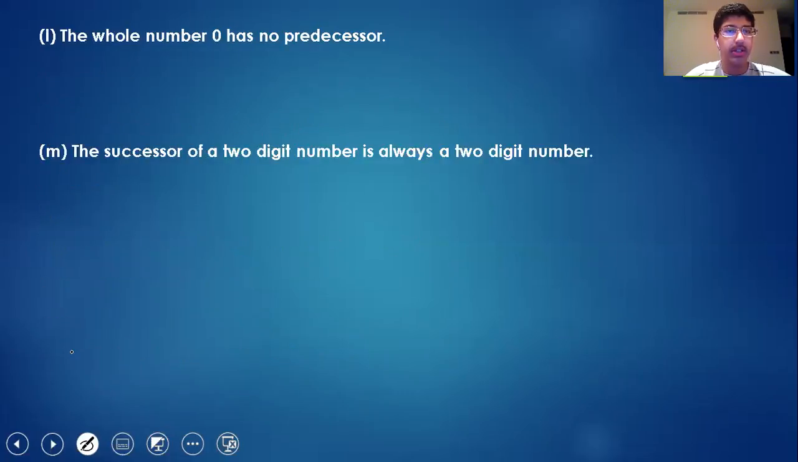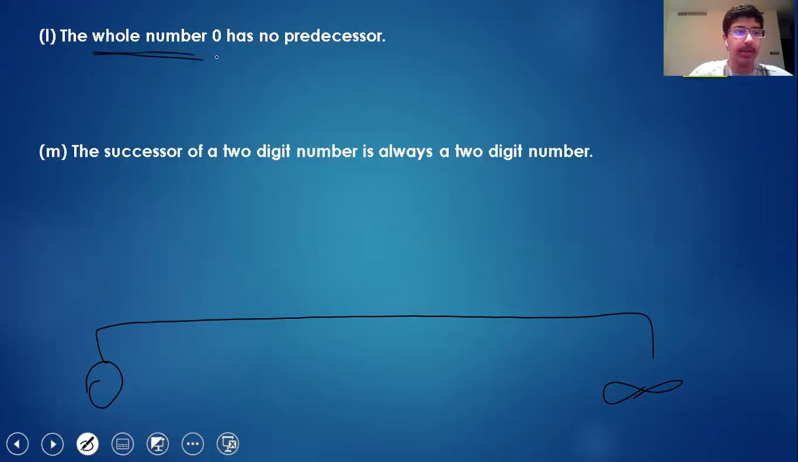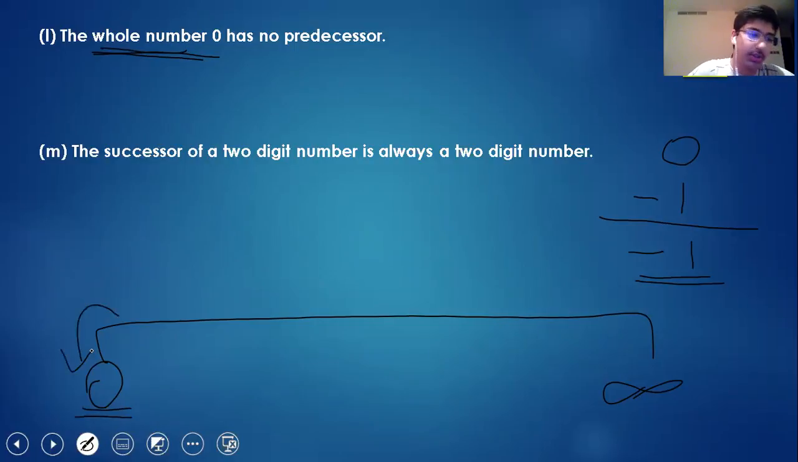Next question. The whole number 0 has no predecessor. Let's see. So if we take the number line, again, whole numbers are from which number to which number? 0 to infinity, correct? It says the whole number. Again, underline please. Whole number. So it says 0 has no predecessor. 0 minus 1. We are taking the predecessor, right? 0 minus 1 is how much? Minus 1, correct? These are known as integers, but they asked about whole numbers, correct? Whole number starts with 0. There is no number before 0. Negative 1 does not come in this number line, correct? It is not there. So the statement is true.